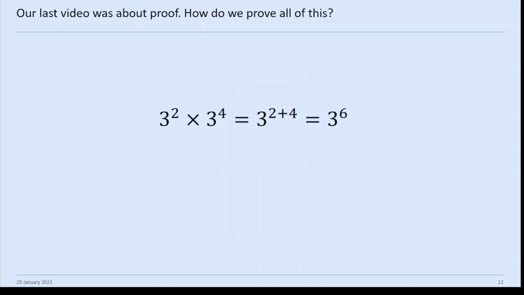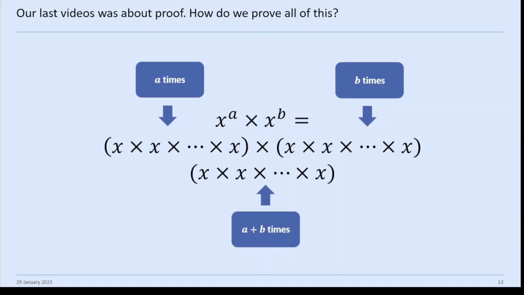Okay, so our last video was about proof. So how do we prove all of these facts? Okay, well, let's start off with 3 to the 2 times 3 to the 4 equals 3 to the 2 plus 4 equals 3 to the 6. Let's look at that in the general case.